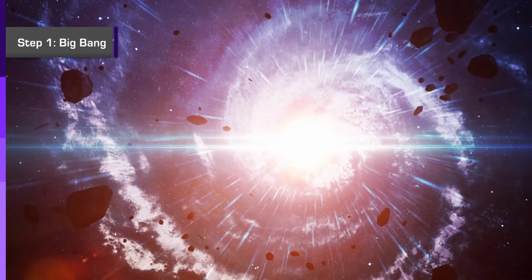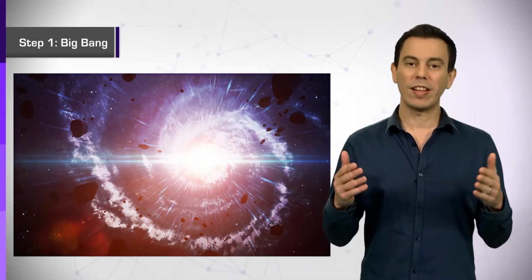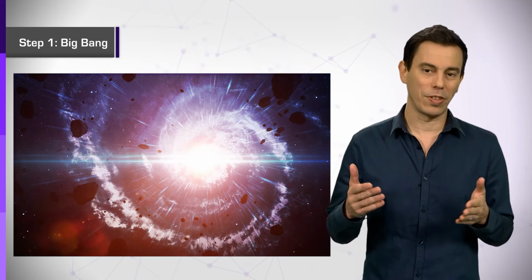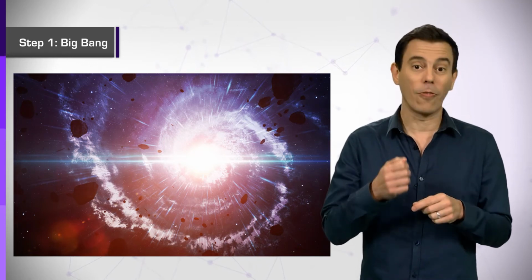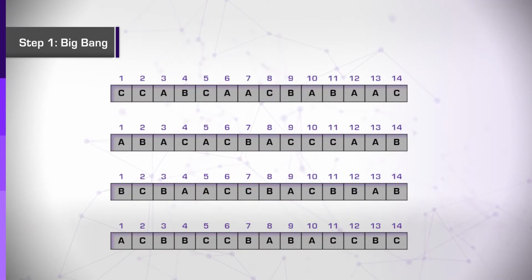Step 1. Big Bang. Create a population of random solutions to the problem. This step is easy. We will create 1,000 random sequences of this kind, 10 letters of A, B, or C. Do they represent good clustering solutions? No, because they are random. But some of them are a bit better than others.